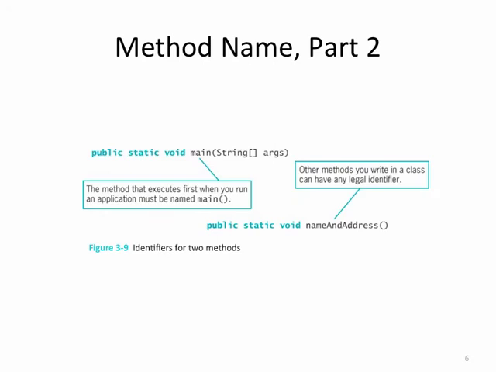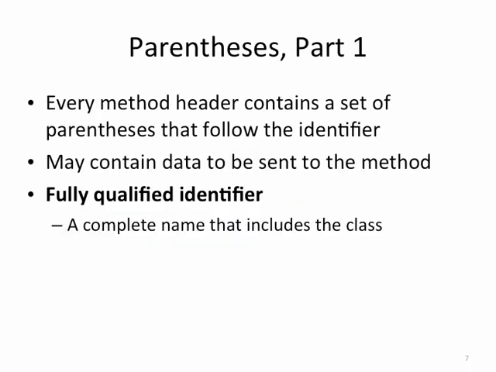And here's another example. Every method header contains a set of parentheses that follow the identifier or the method name. And the parentheses can be empty if we're not sending anything to the method for it to do its job, but if we are, they would have a parameter list.